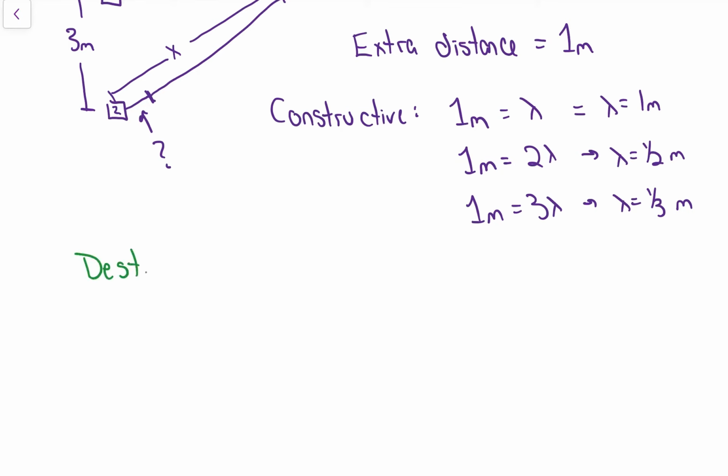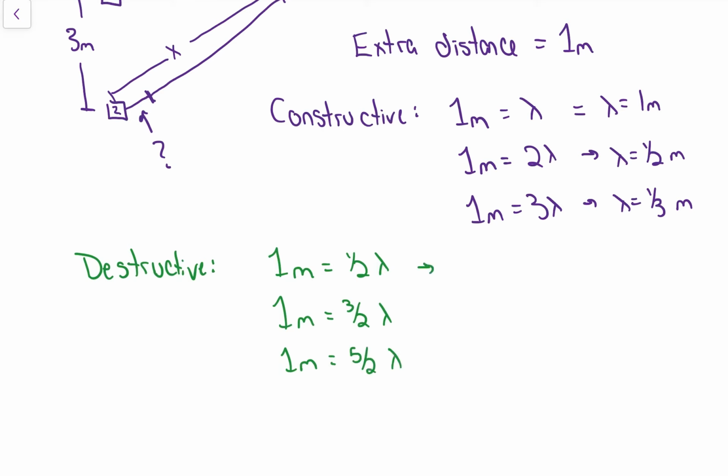The question doesn't ask it, but just for completeness, if the question brought up destructive interference, then that extra meter would have to be half a wavelength. Or maybe it's 1.5 wavelengths. Or 2.5 wavelengths. If the extra distance is off by a half, that would put them out of phase. That would make it a quiet spot.